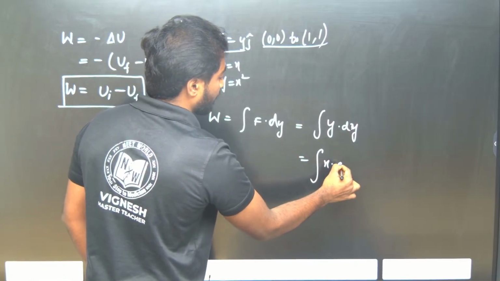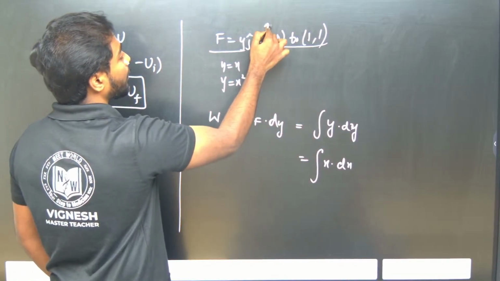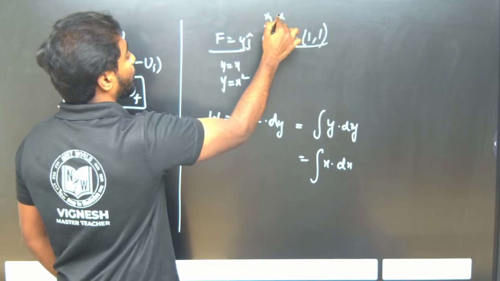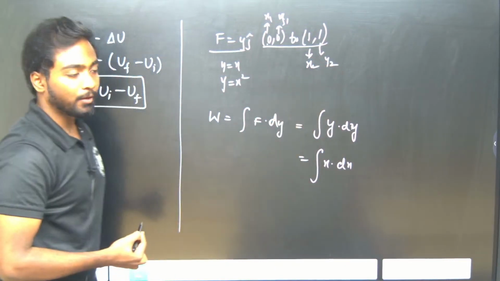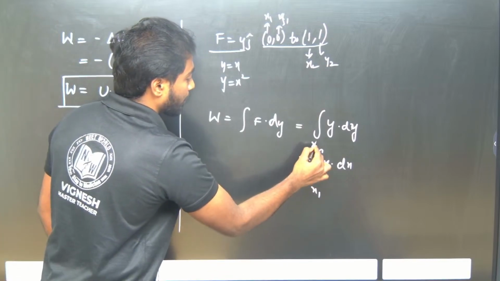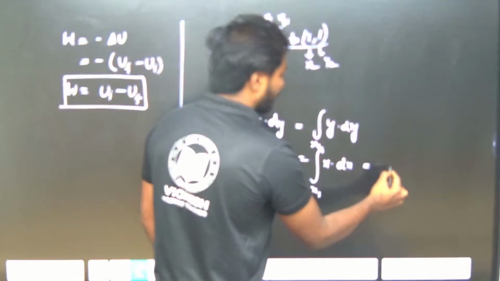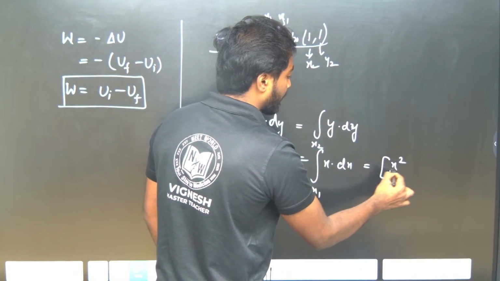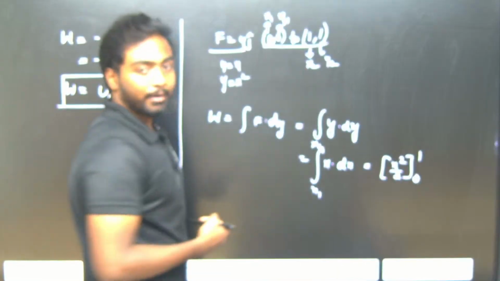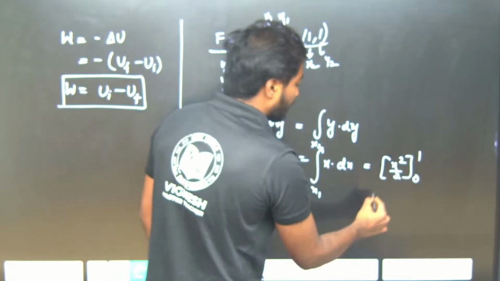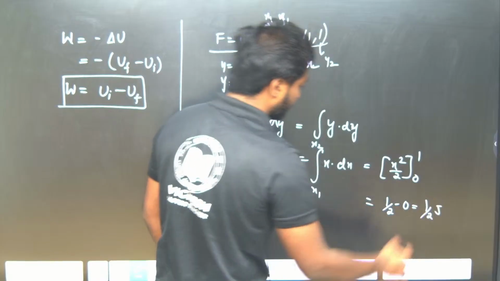So integral dx. From which point to which point? 0 to 1. This is my x1, this is my y1, this is my x2, this is my y2. So x1 to x2. What is the integration of x? It is x square by 2 from limit 0 to 1. If I substitute 1, it is 1 by 2 minus 0, which is nothing but 1 by 2 joules.